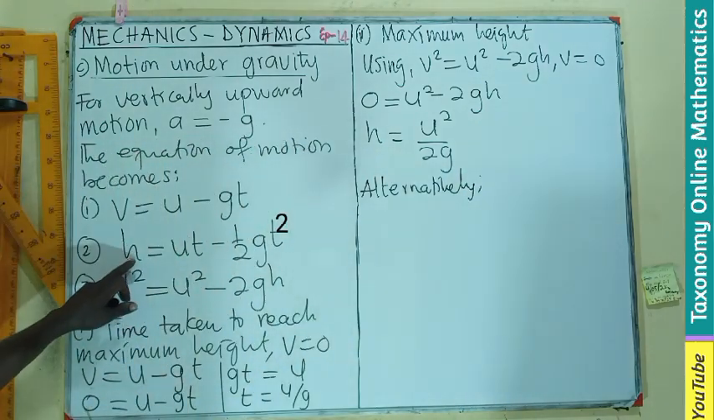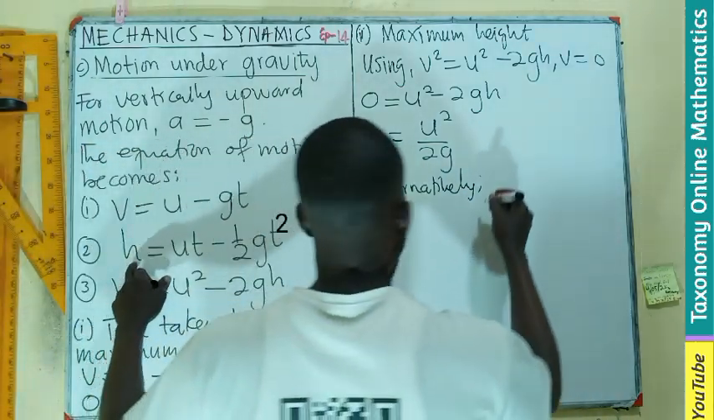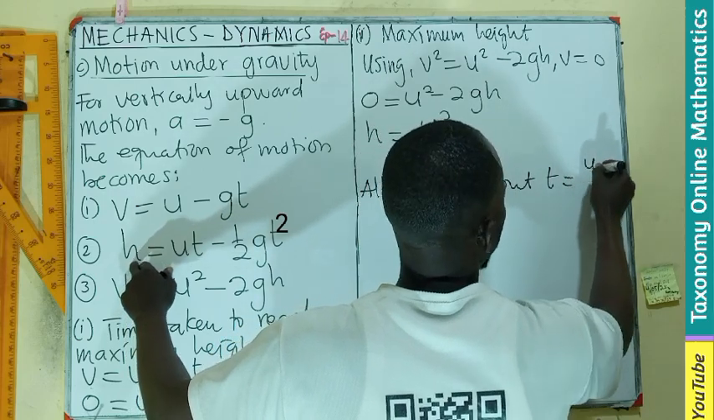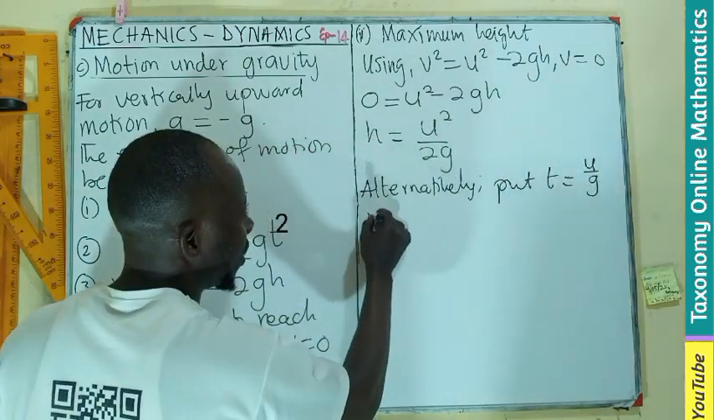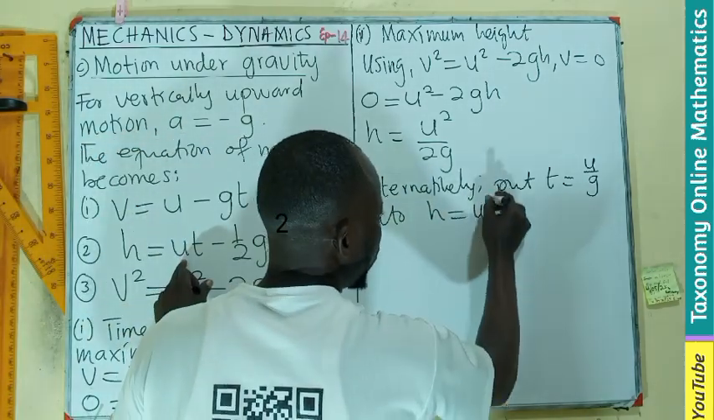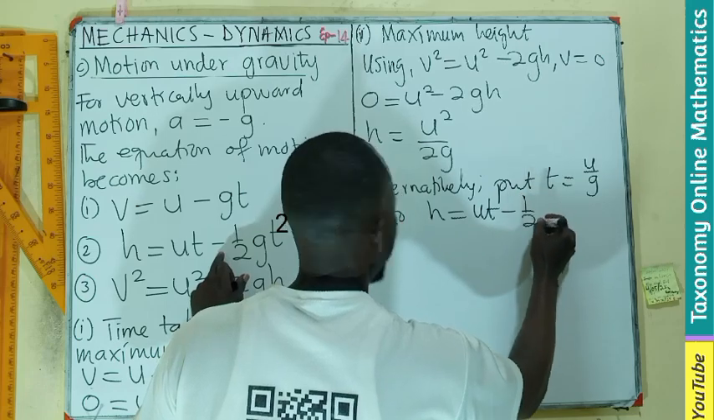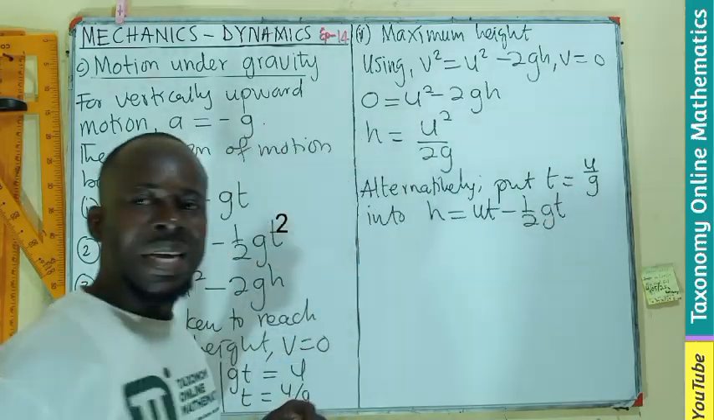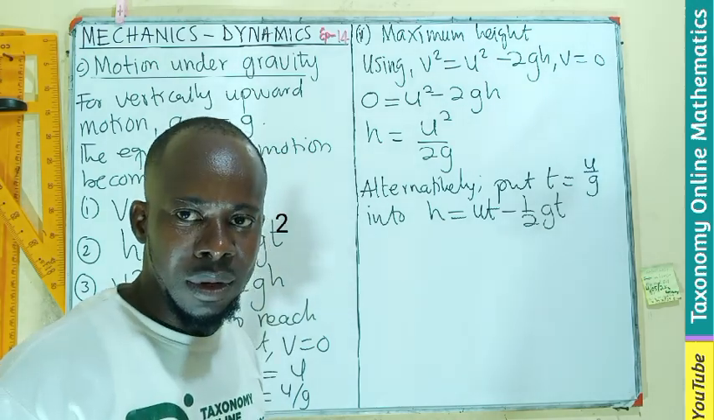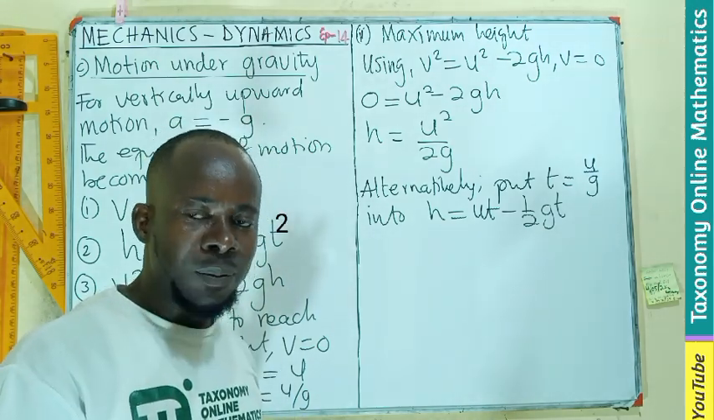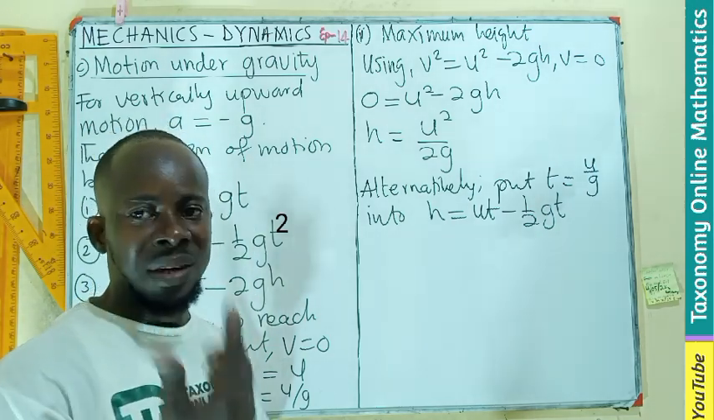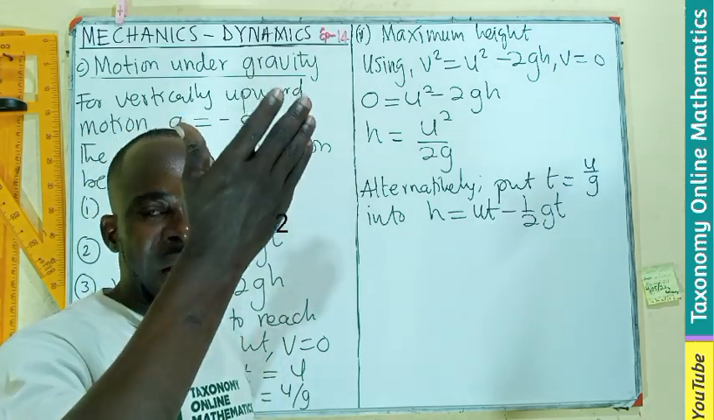So alternatively, we can use this. We can also put t equals u on g into h equals ut minus half gt squared, in the sense that the time of projectile is not known. We are not being told the time taken, but we know the final and initial velocities. We know acceleration. Definitely, if given or not, you know it's going to be 10.